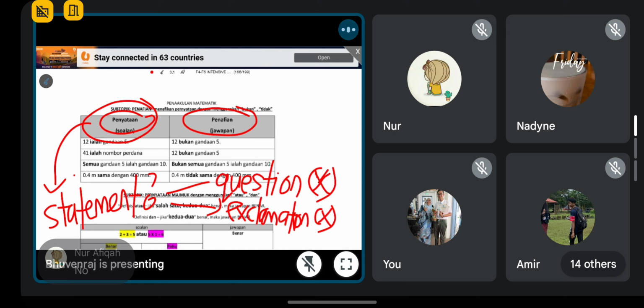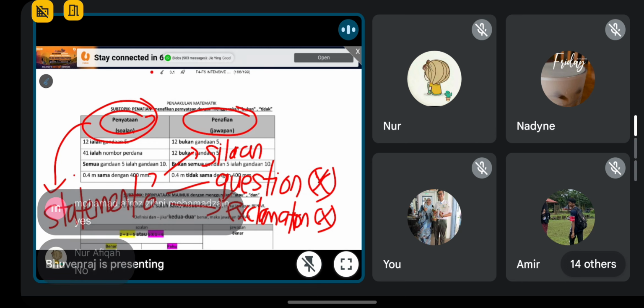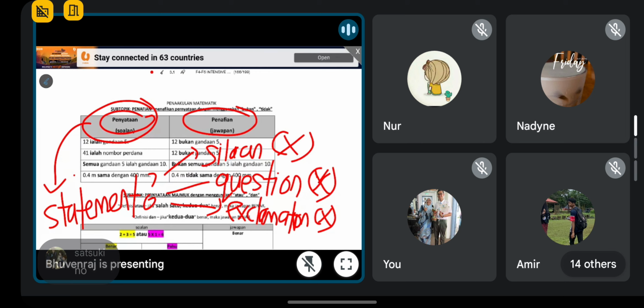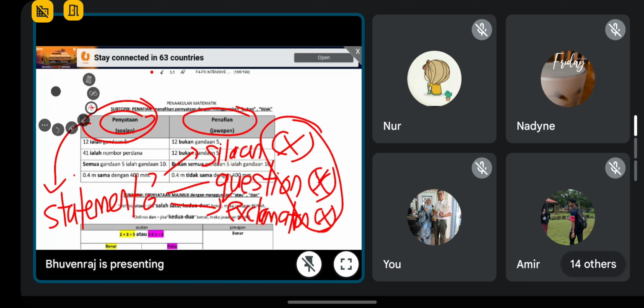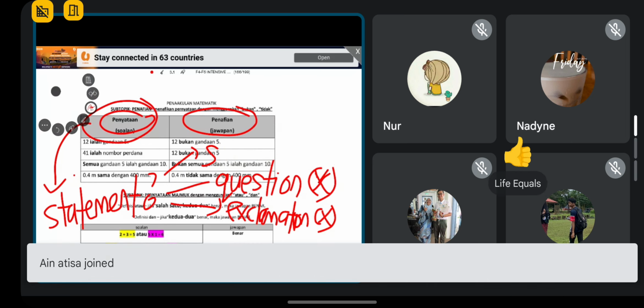Bukan pernyataan. If I give you a command, ayat suruhan, is this a statement or not? No also. This is not a statement either. Command, question, exclamation: these are the three key points to show that all of these are not statements. Bukan pernyataan. That is the first thing you all should know when we talk about statements. Next part.